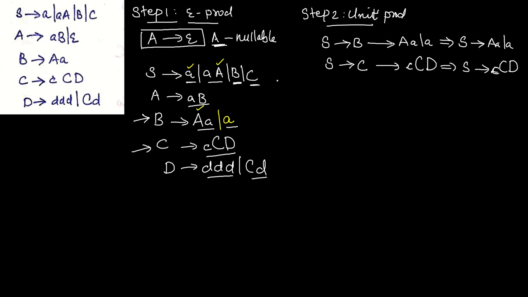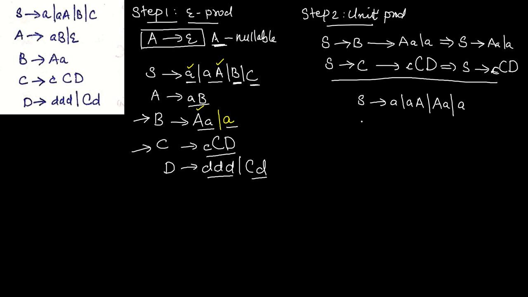Then we need to rewrite the productions once again with this updated one. So I will write S gives A, AA. Then instead of B, I have to write AA or A.